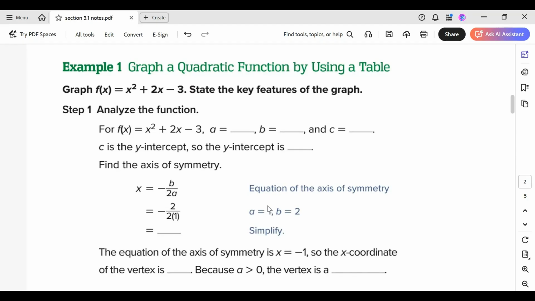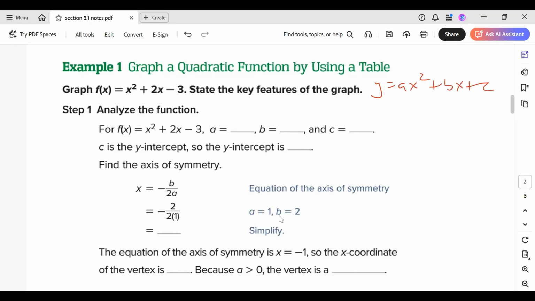Example 1, graph a quadratic function by using a table. So they want us to graph the equation f of x equals x squared plus 2x minus 3. So first we need to identify some key features. First we're going to identify the a, the b, and the c. Remember, the original parent graph is y equals ax squared plus bx plus c.